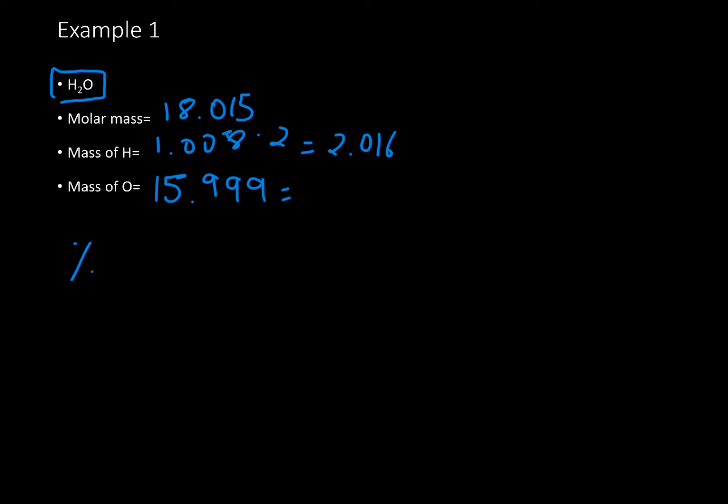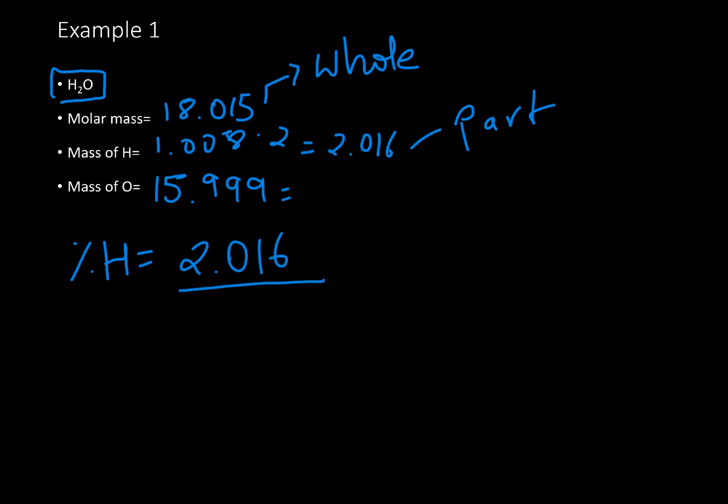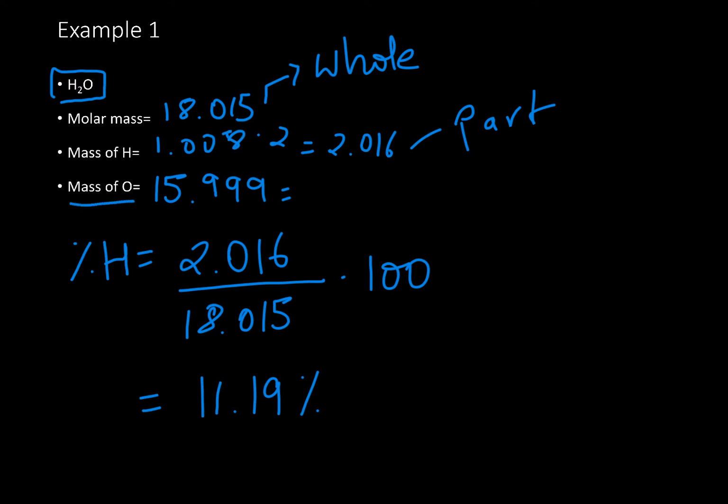Okay, so now that you have this much information, we're going to go ahead and find percentages. First you're going to find the percentage of hydrogen, which, remember, is part over whole. So this is part and this is whole. And so you get 2.016 divided by 18.015 times 100. After doing the calculation, you should have gotten 11.19%.